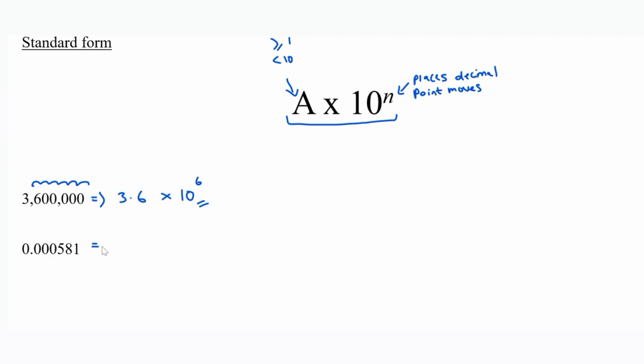Now if we have a decimal number which we need to convert to standard form, the same rules apply. We need a value for a, which will be between 1 and 10. Here we can have 5.81 times 10. And now we need to see how many places the decimal point needs to move to the left for us to get 0.000581. So if our decimal point is here, 5.81, we are going to be moving 1, 2, 3, 4 places to the left. So when we're moving to the left, we have a negative n. And now we have written this number in standard form.